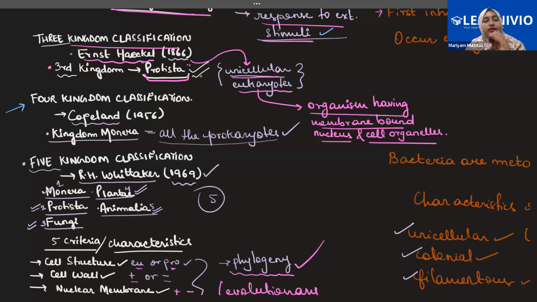Then came the four kingdom classification. A fourth kingdom was added, which was kingdom Monera. This kingdom was added by a person named Copeland, in the year 1956. Now, do you know what is the difference between prokaryotes and eukaryotes?